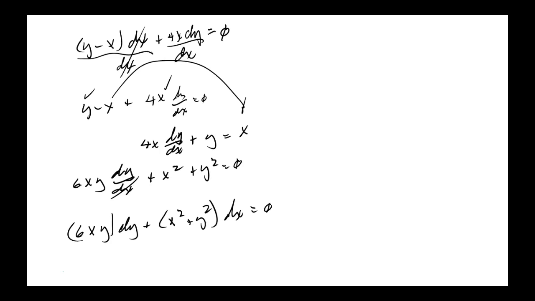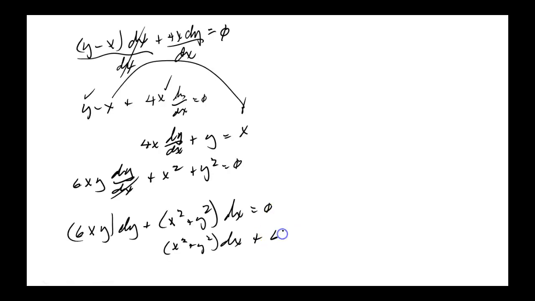Except, yeah, okay, it's fine. They rearranged the terms. I was trying to think what they did. They put this on the other side. So they wrote it as x squared plus y squared dx plus 6xy, this is what was throwing me, dy is equal to 0. It doesn't matter what order you write it.